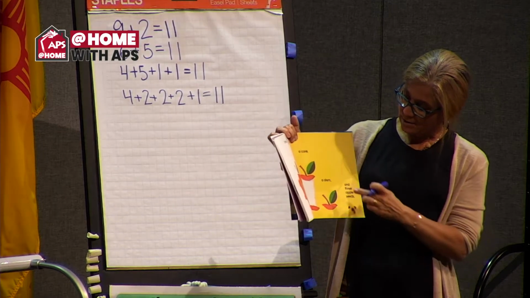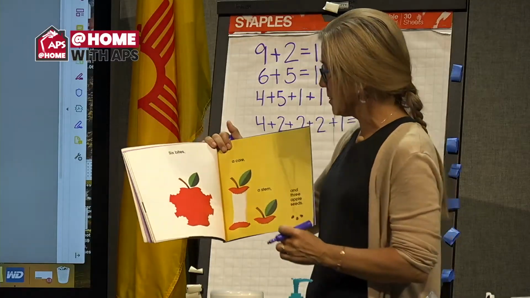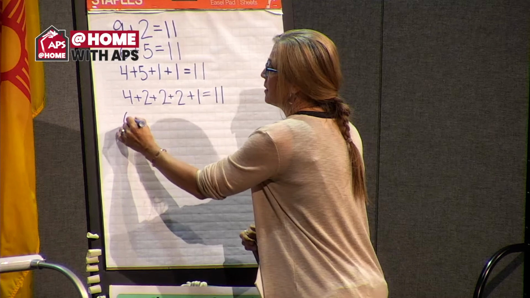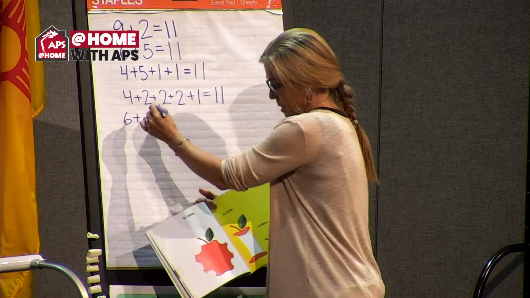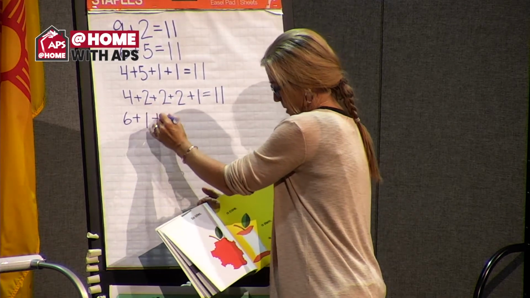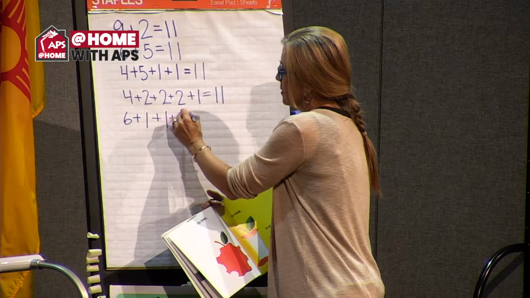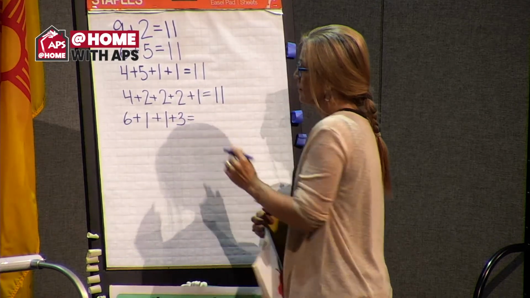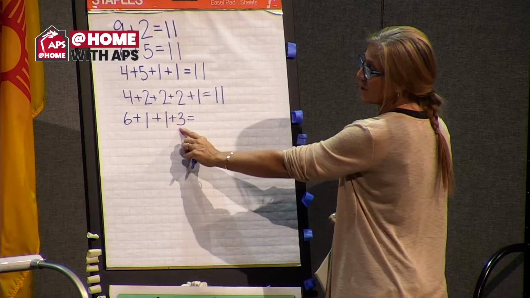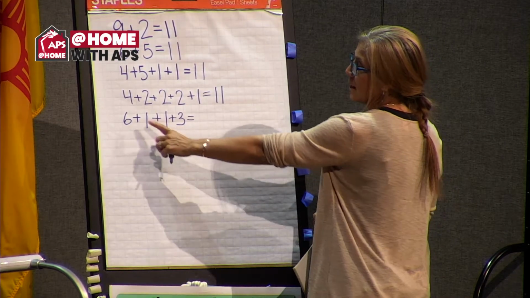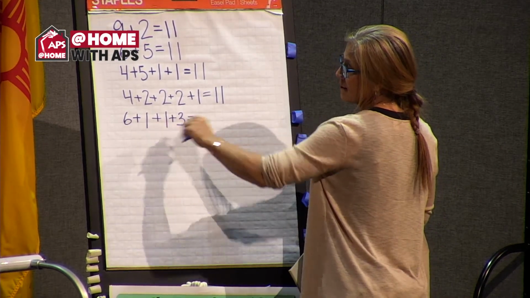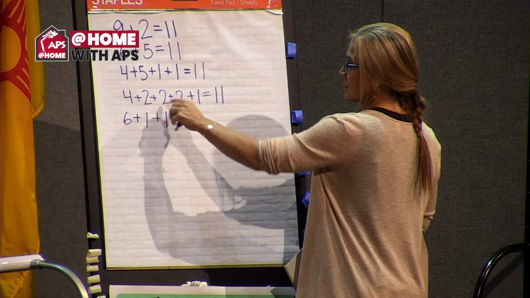Six bites, a core, a stem, and 3 seeds. 6 plus 1 plus 1 plus 3 equals. I could put the 3 and 1 together to make a 4, and 4 and 6 is 10, and then 1 more is 11, just like we talked about up here.